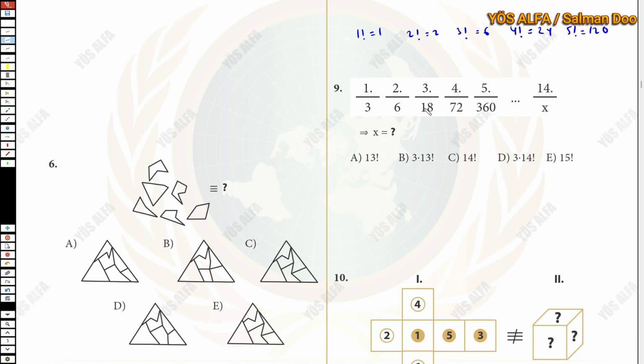We have 3, 6, 18. Okay, so for the first term, we have 3 times 1 factorial, which is 3. For the second term, we have 3 times 2 factorial. Since 2 factorial is 2, 2 times 3 is 6. We got it right so far. For the third term, we have 3 times 3 factorial. So 6 times 3 is 18. 3 times 4 factorial is 72, so we got the series. So we have a coefficient 3, and the factorial term for 14 is 14 factorial. So the answer is D.